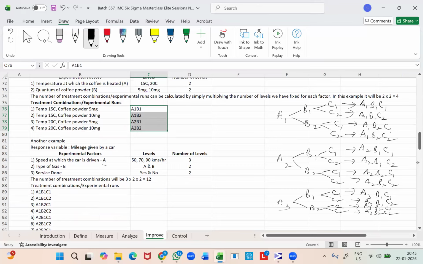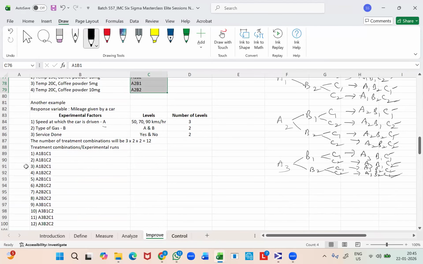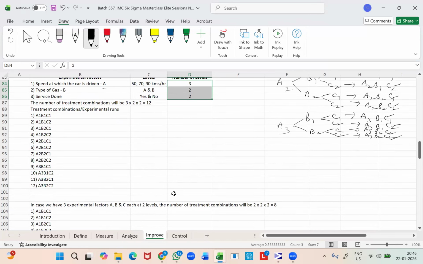So let us see if we have 12 treatment combinations identified for this scenario. So 1, 2, 3, 4, 5, 6, 7, 8, 9, 10, 11, 12. So the 12 treatment combinations have been listed down here, right? So this particular scenario will have 12 treatment combinations. To arrive at the number of treatment combinations, we simply need to multiply the levels that we have fixed for all these factors so that we will be able to list down all possible treatment combinations for a given scenario, right?